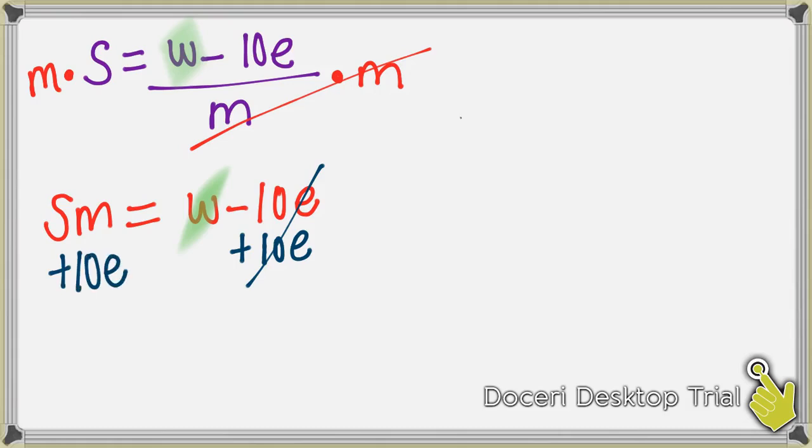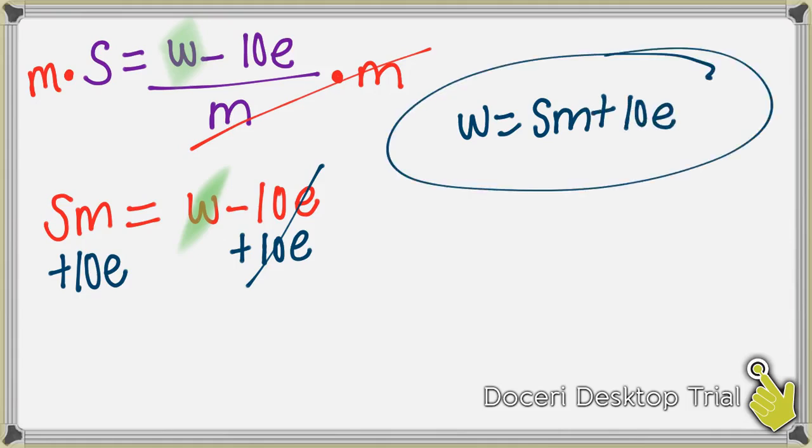So your final answer, you always need to rewrite your final answer because this here is messy. So W equals, we have SM plus 10E. And that would be the answer. Again, I realize how weird this looks, and I apologize, but it is what it is.